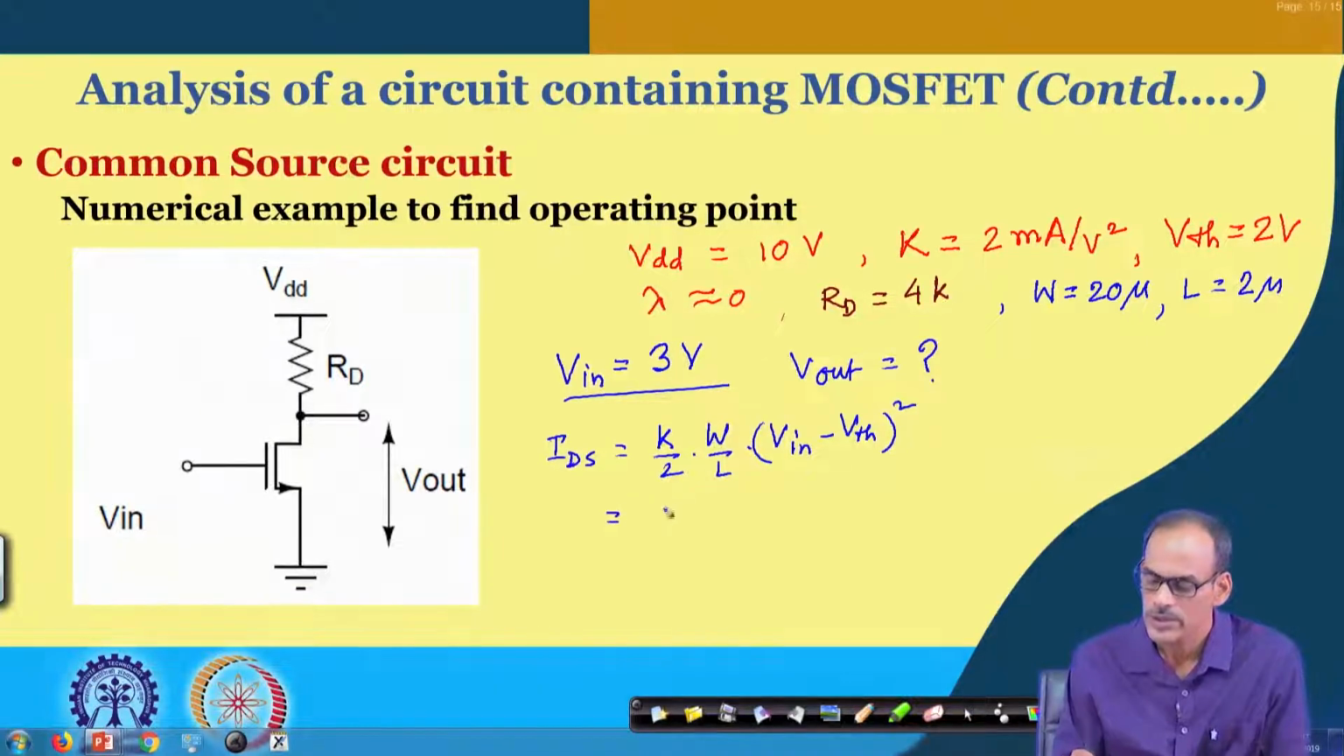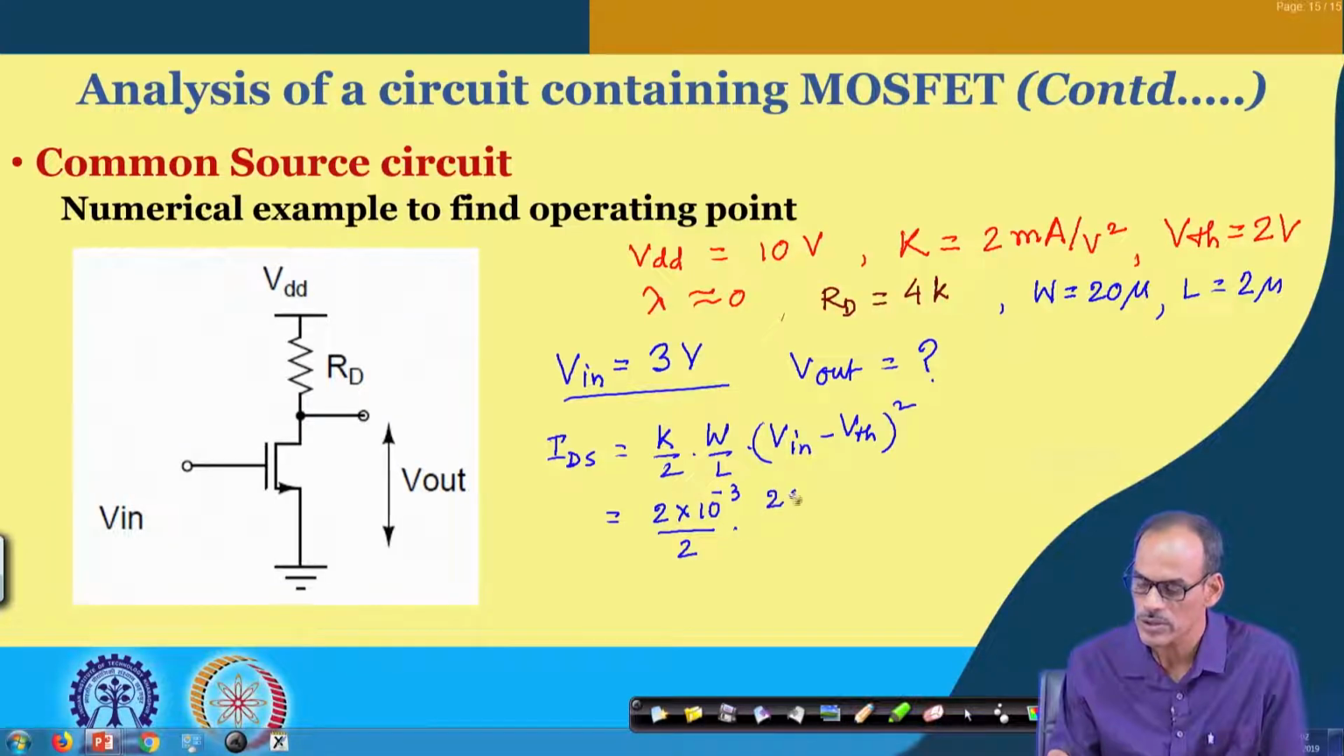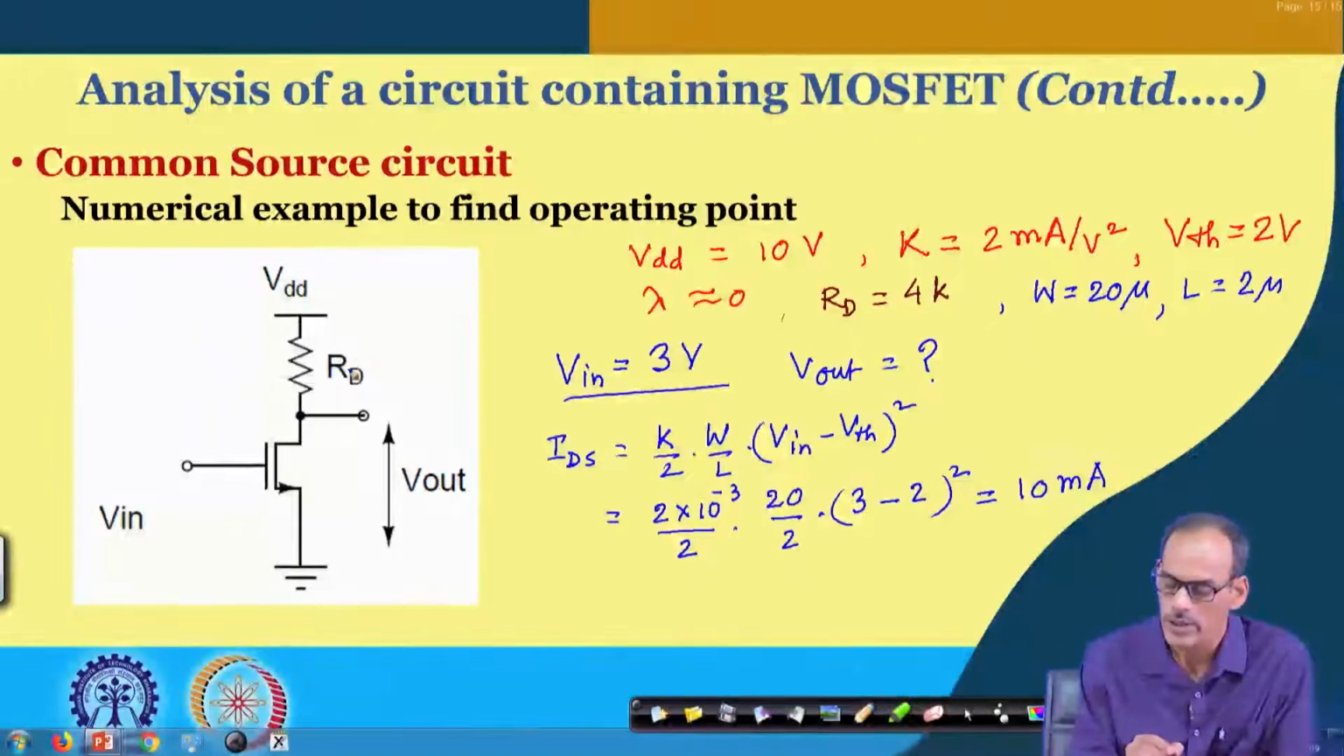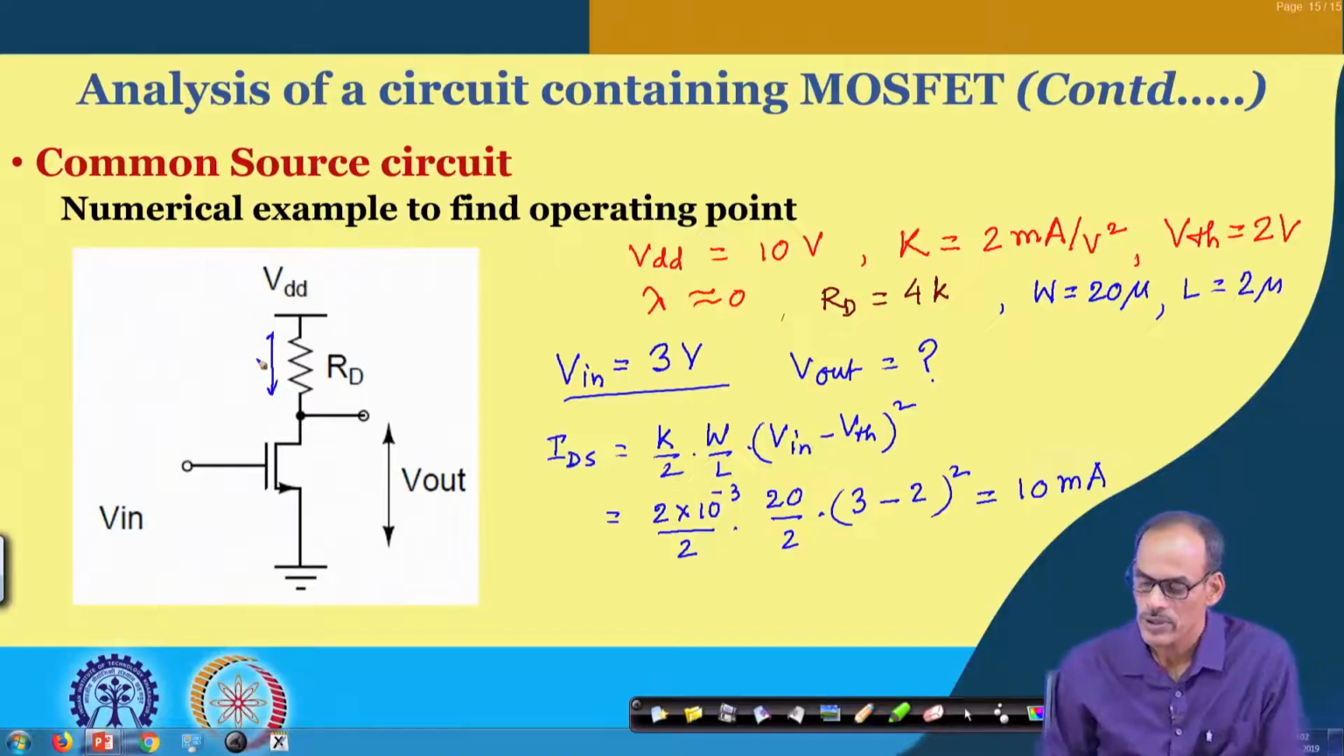With that, K is equal to 2 times 10 to the power minus 3, then by 2, W is 20, L is 2, V in is 3 minus V th, squared. What we get here is 10 milliampere. Now, if 10 milliampere is flowing through 4 k, then of course the drop here is expected to be 40 volt, and then this is not valid. So, now let us change the value of this resistance. This will not work out.